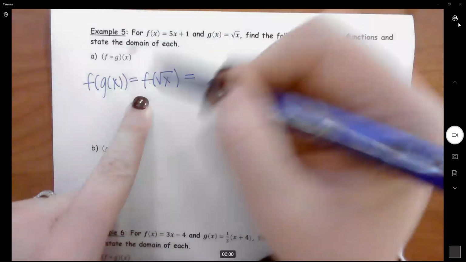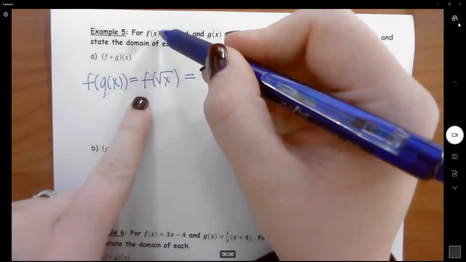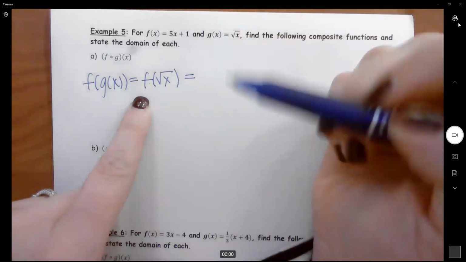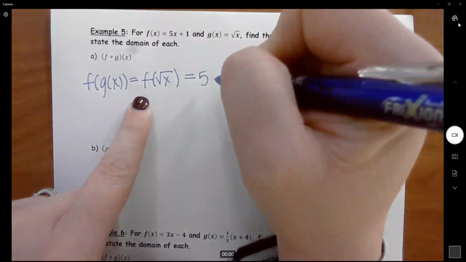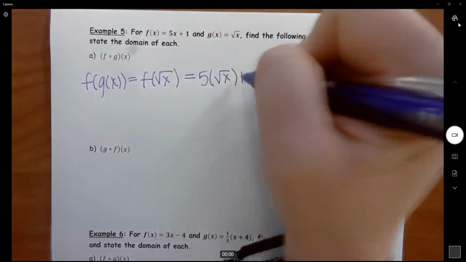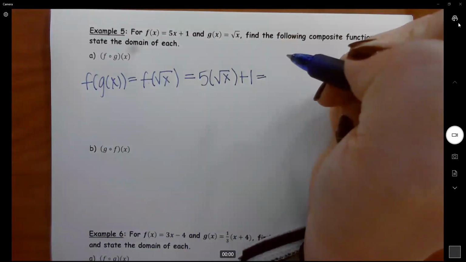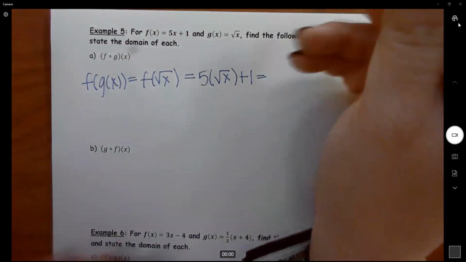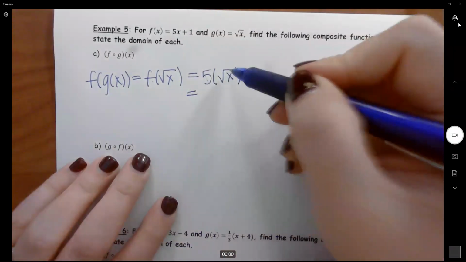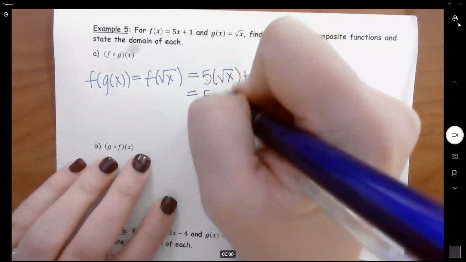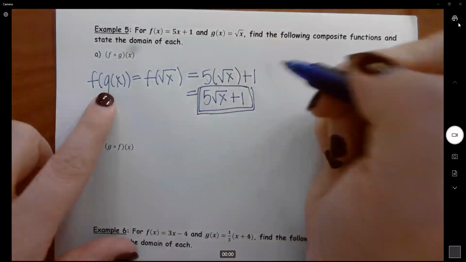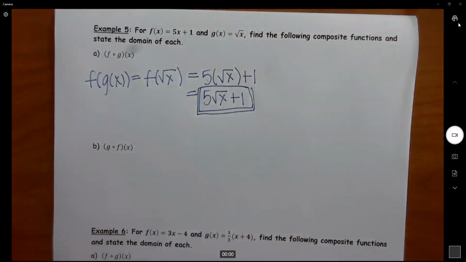And so now for my f function, everywhere I see an x, I'm replacing this x with the square root of x. So this is 5 times the square root of x plus 1. The only thing I can do here, and I'm going to actually bring this down instead of over, is 5 times the square root of x is just 5 square root x plus 1. Okay, so that's what my f of g of x equals.